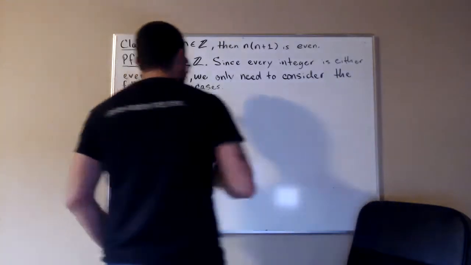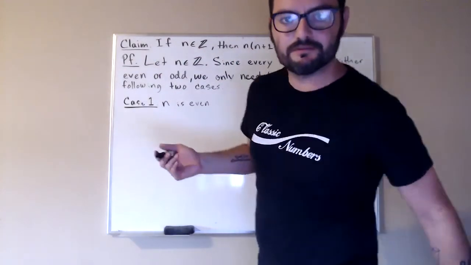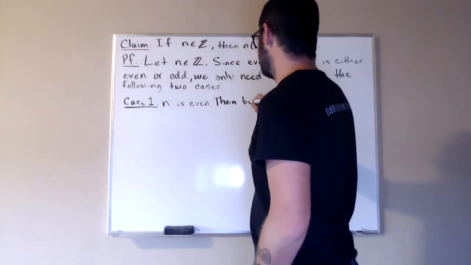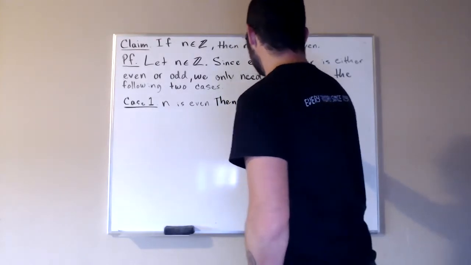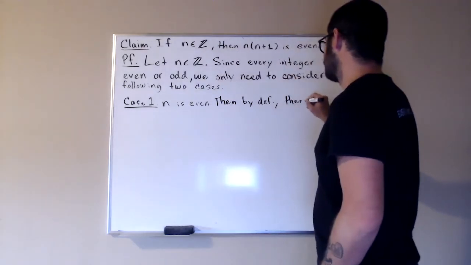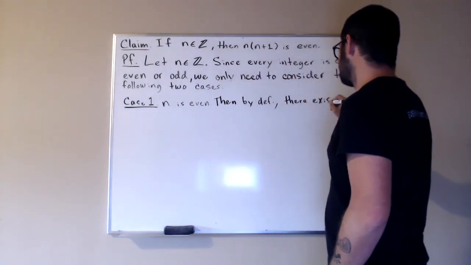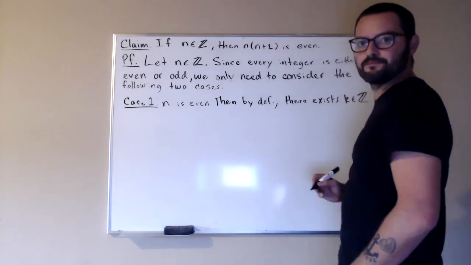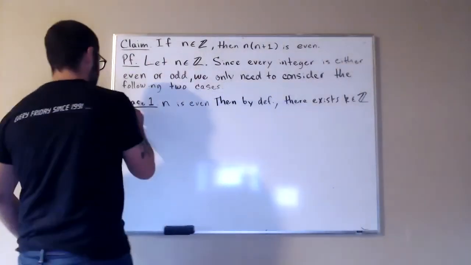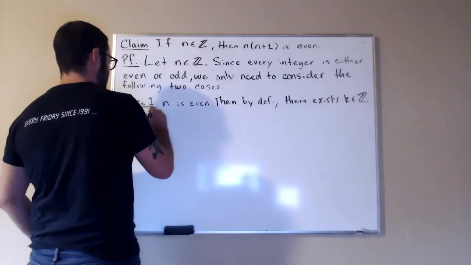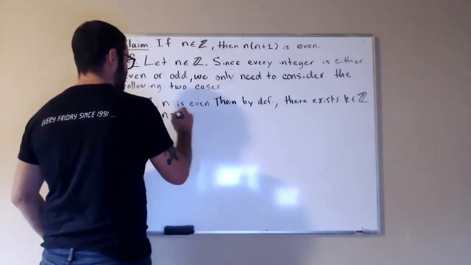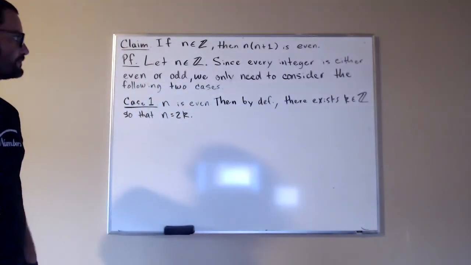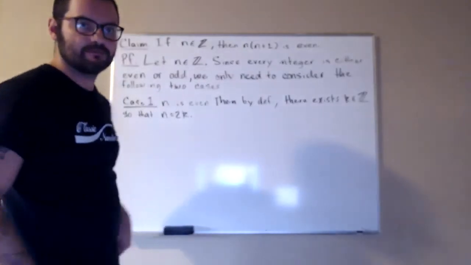Okay? So we have an assumption now on n, it's even, so we can use the definition. Then, by definition, there exists an integer k so that n is equal to 2 times k. Okay? So now we need to consider the hypothesis.